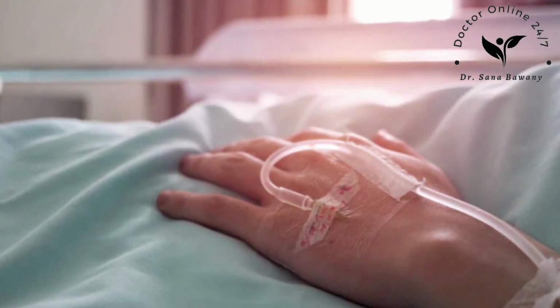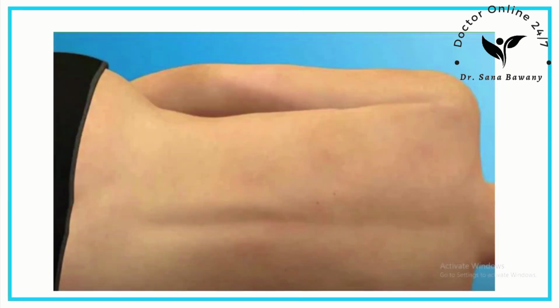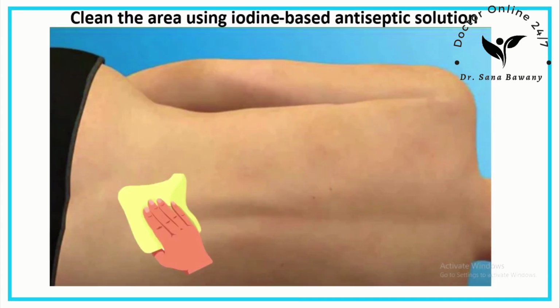Once you remove the needle, I'll properly dispose of it in a sharps container. Finally, we need to secure the IV with tape and test the IV line. In order to reduce the amount of discomfort our patient may have, we'll be giving her a spinal anesthesia. This differs from an epidural in that we'll be injecting the anesthetic directly into the spinal fluid that surrounds the spinal cord, and there's no catheter involved.